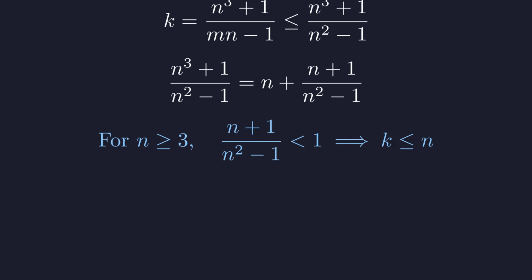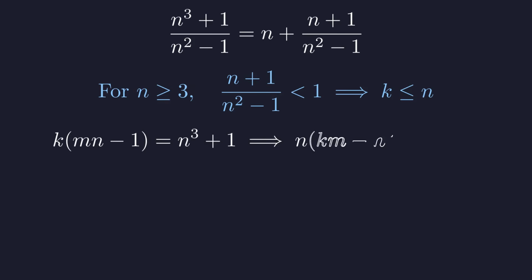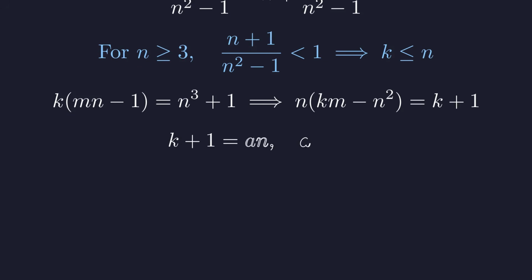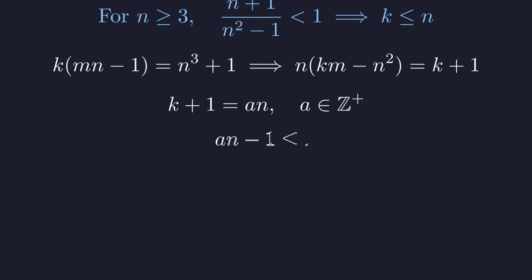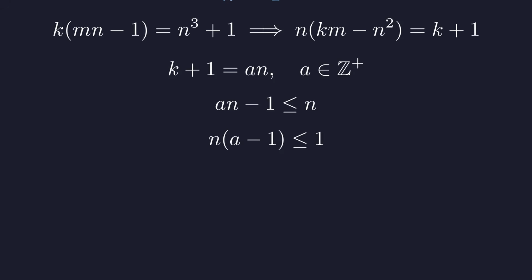A very powerful constraint. Now, let's rearrange our original equation. This tells us that n must be a divisor of k plus 1. Let's write this relationship as k plus 1 equals a times n for some positive integer a. We have two facts. k is less than or equal to n, and k equals a times n minus 1. Let's combine them. Substituting for k gives us this simple inequality. Rearranging gives n times the quantity a minus 1 is less than or equal to 1.